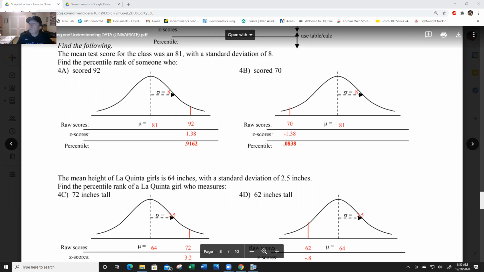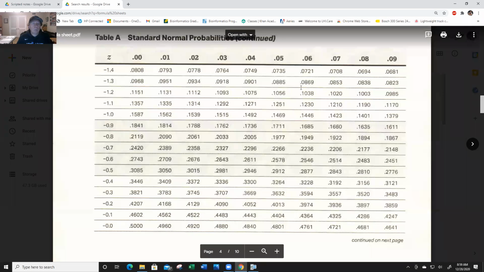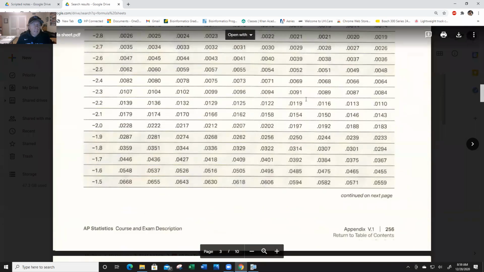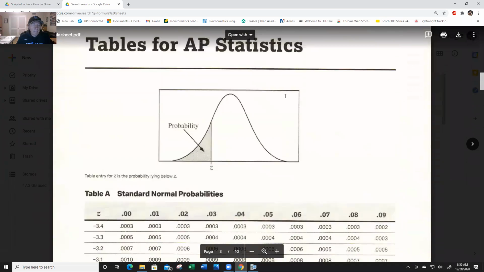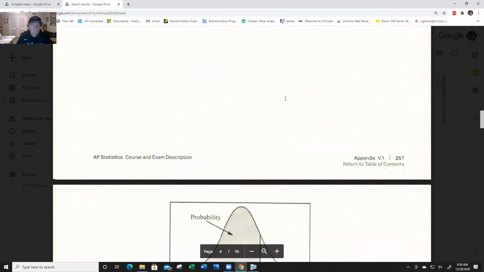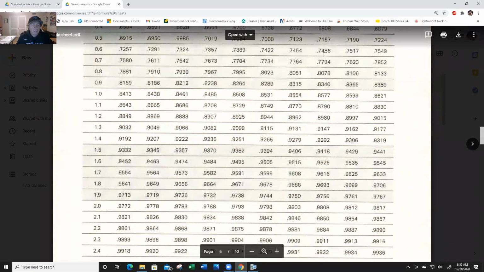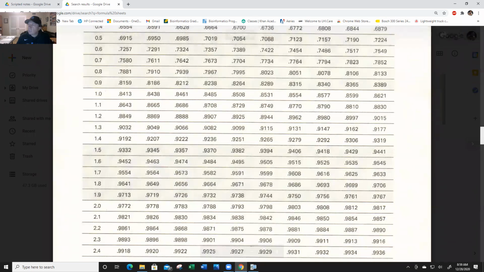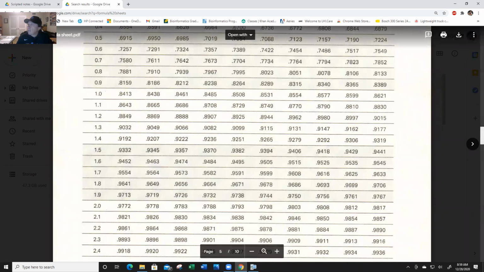1.38 on the chart. Mouse, there we go. 1.38, and it's the area below, so it'll be the exact number on here. Go this way. Okay, 1.3 and all the way to 8, which is right here. 1.38.